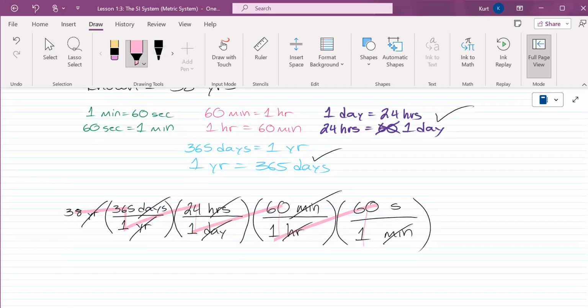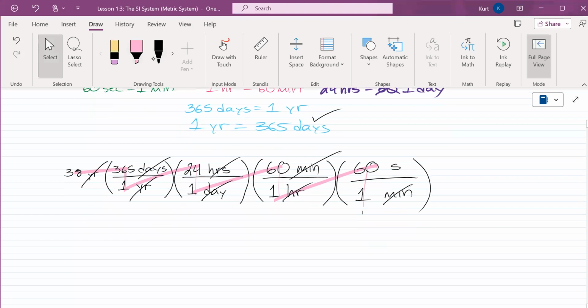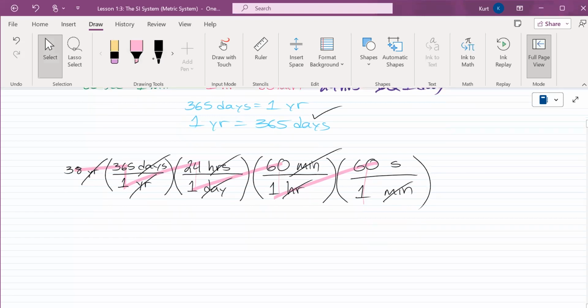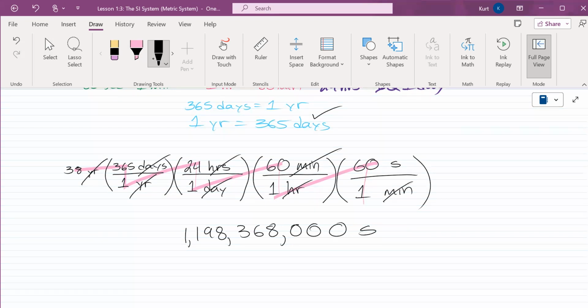What is 38 times 365 times 24 times 60 times 60? Somebody tell me that number. It's a big one. Go ahead. That is 1,198,368,000 seconds. That's how old I will be the second I turn 38.